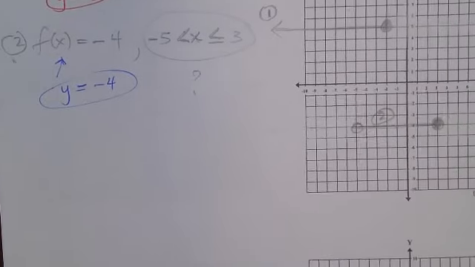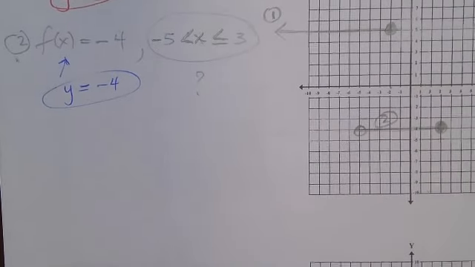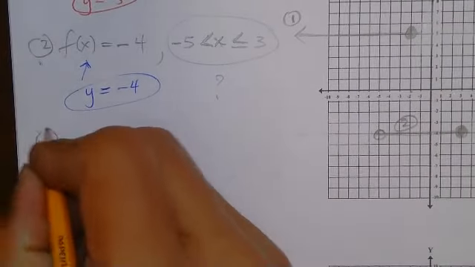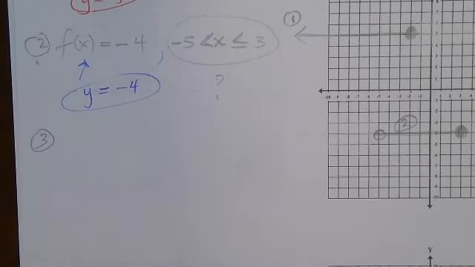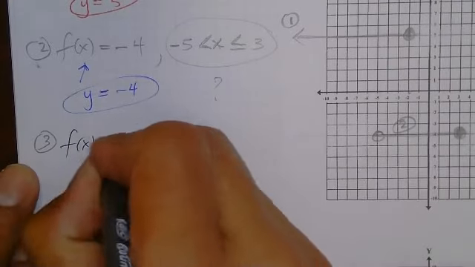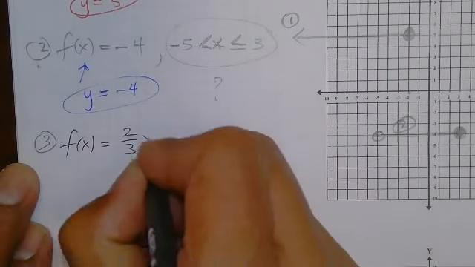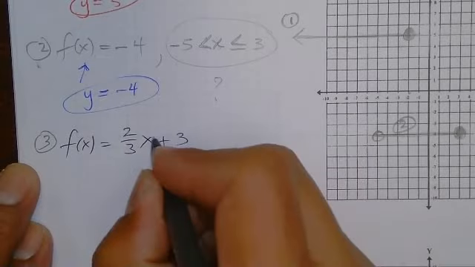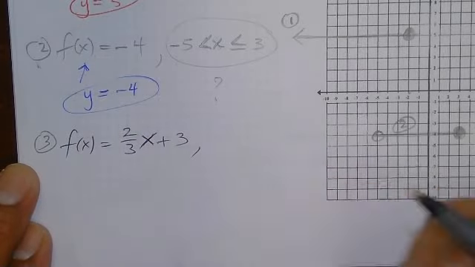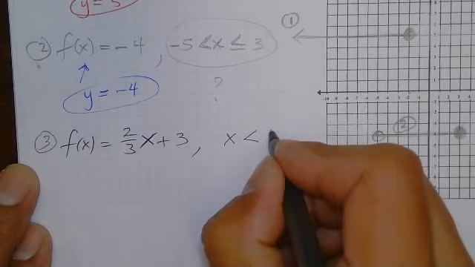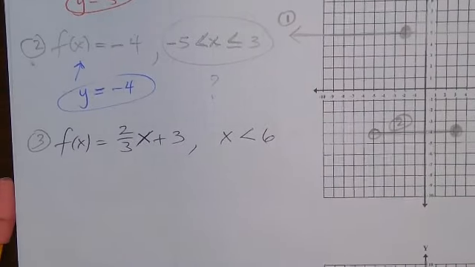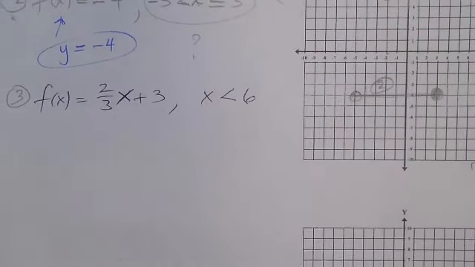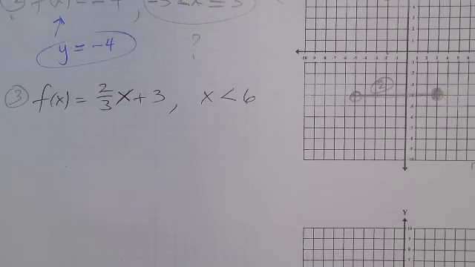Here's the one that's going to get you. Number 3. Are we done with 2? Everybody good? Number 3. What about this one? Oh yeah, here comes the real test. Let's see. F of x is equal to 2 over 3x plus 3. And I only want to see this. Okay, go ahead. I'll give you 1 minute to graph that line.